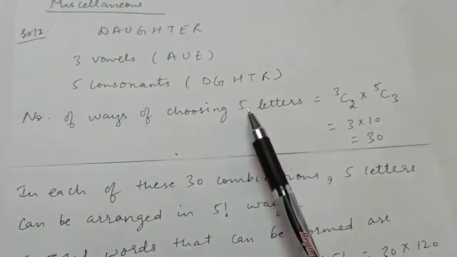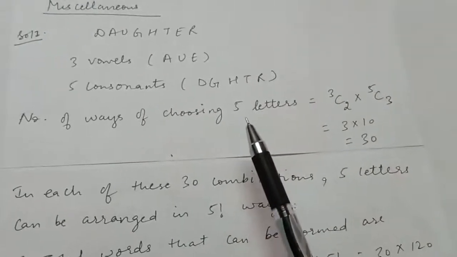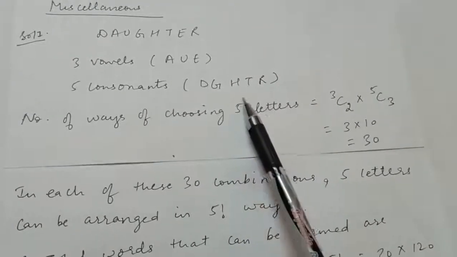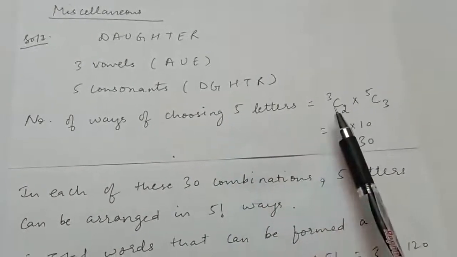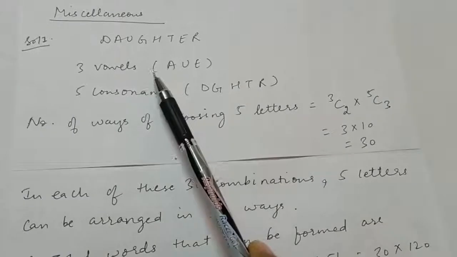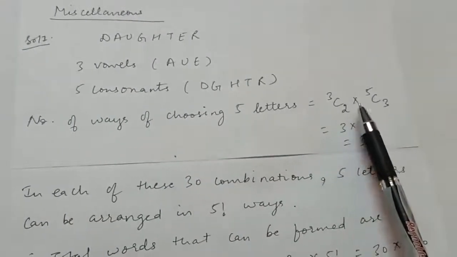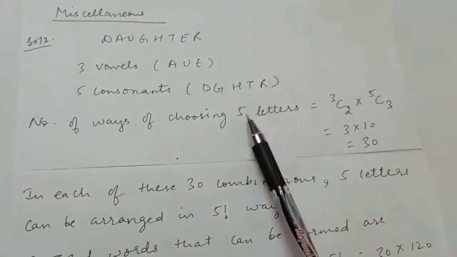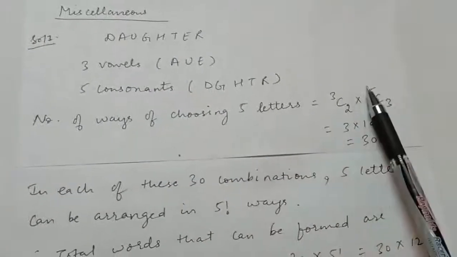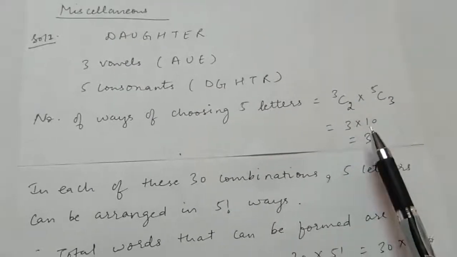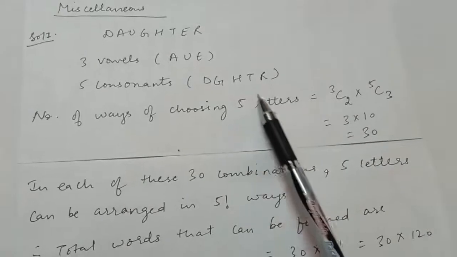So we want to choose 5 letters and then we have to arrange these 5 letters also to make the words. So we have to choose 5 letters in such a way that 2 are vowels. So out of 3 vowels we want 2, which can be done in 3C2 ways. Into, we want 3 consonants out of the 5 consonants, which can be selected in 5C3 ways. So in total we will get 30 ways in which 5 letters can be selected.